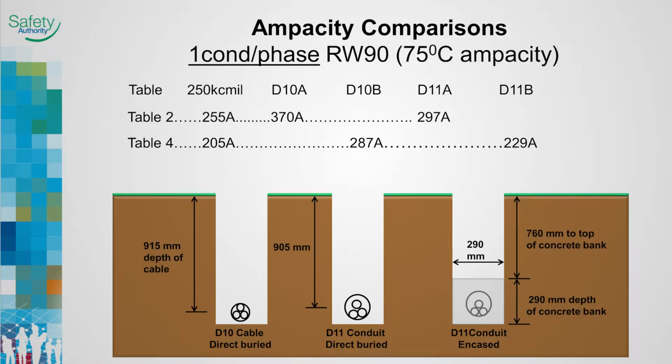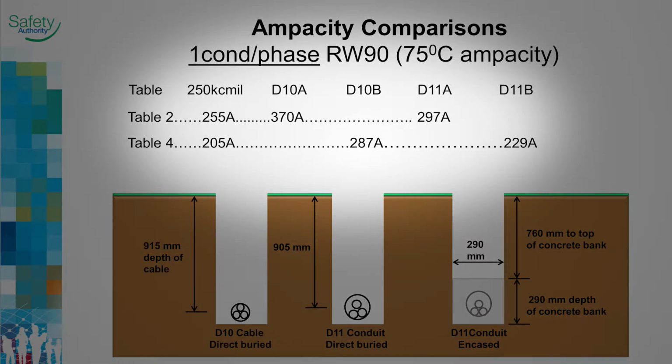The following slide compares how Table 2 and Table 4 ampacities could be assigned to an underground installation installed in compliance with diagrams D10 for cable and D11 for conduit. In this example, consisting of one conductor per phase, the above ground ampacity is less than the underground ampacity for both direct buried cables and conduits, with the size of the conductor selected from the corresponding temperature column.